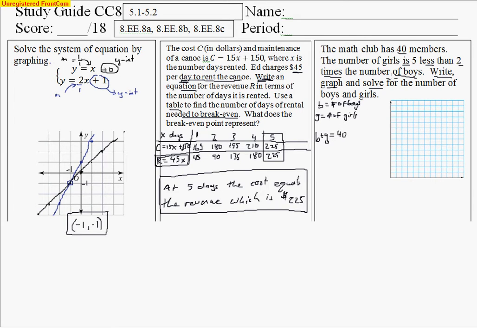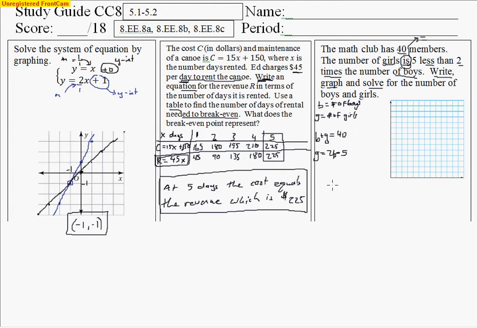Then it says the number of girls is. Is means equals. And so when I see that word, they're taking one of the variables, and so they say the word is, that's when you can just write G equals, and then write this expression, 5 less than 2 times the number of boys. So 5 less means I'm subtracting 5 from 2 times the number of boys. So those are my 2 equations.